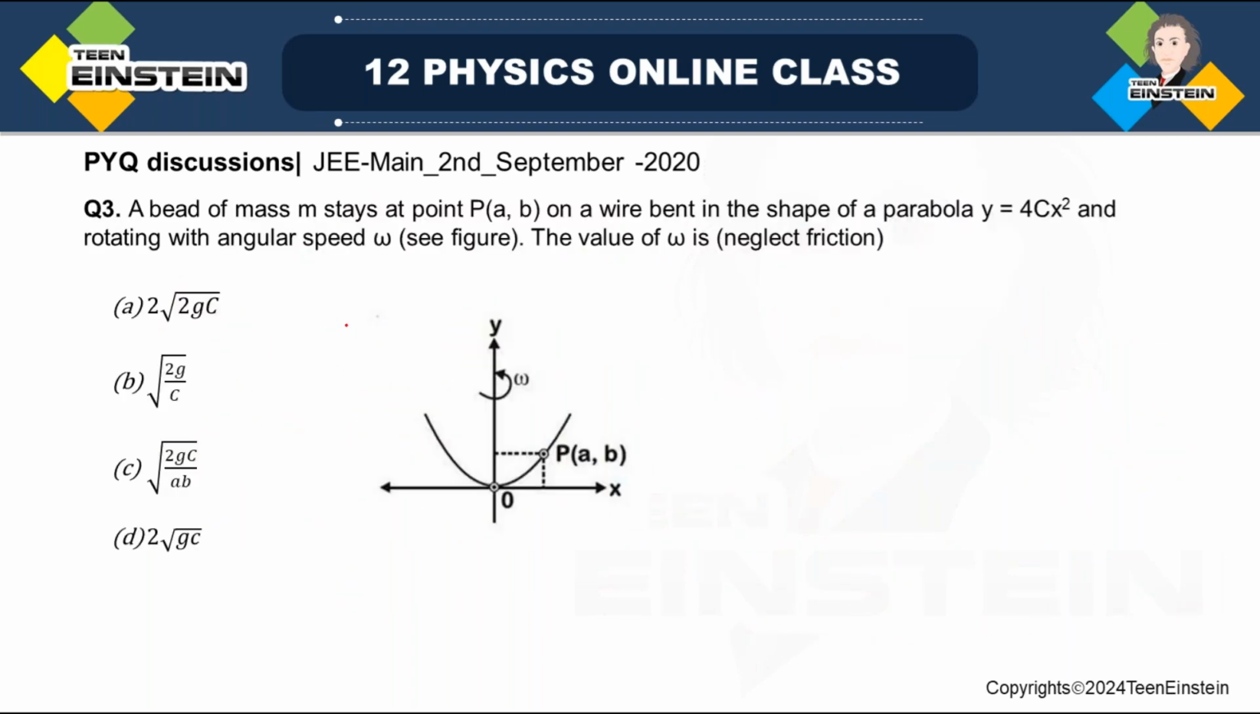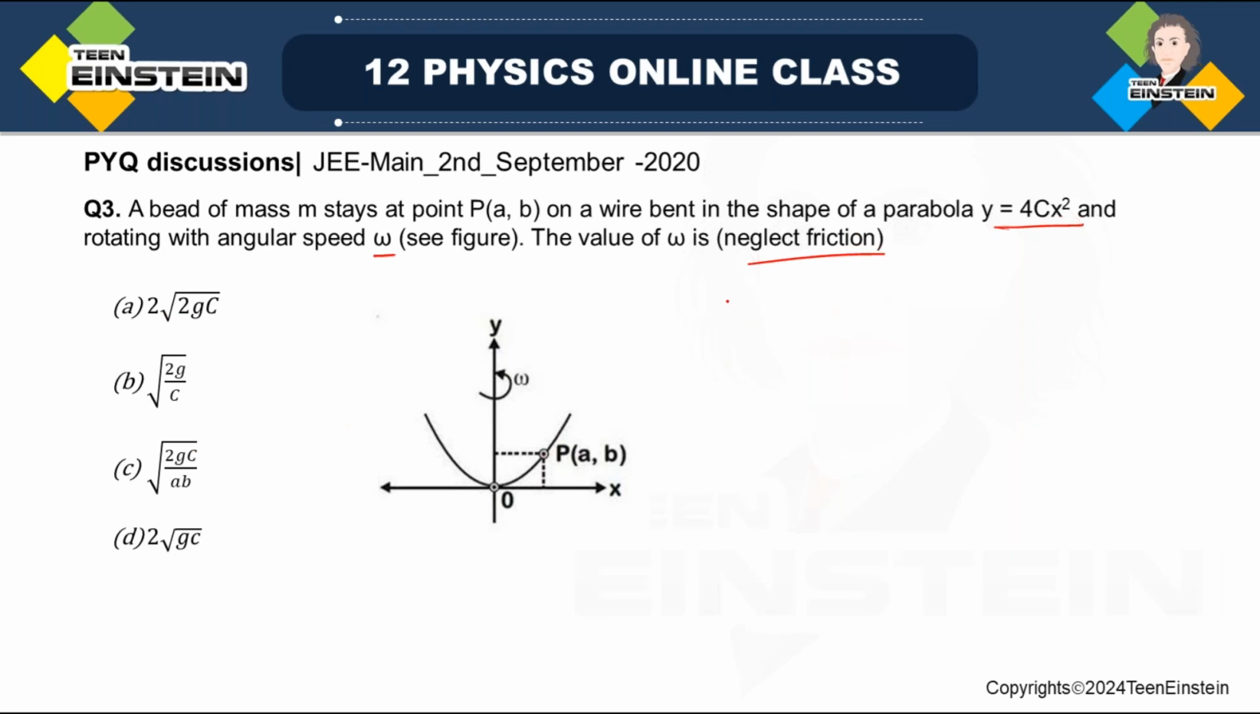So this problem is again a very nice problem. There is a bead of mass m at a point P on a wire bent in the shape of a parabola y = 4c x², rotating with angular speed omega. The value of omega is which of these 4 options, where you have to neglect the friction.